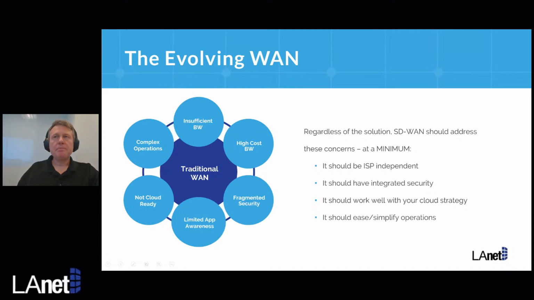The first 2 are centered around bandwidth, either insufficient bandwidth or high cost bandwidth, or possibly both. So back in the early 2000s, maybe around 2005, 2006, MPLS became very popular as a technology. It existed before that, but it started becoming really popular. I remember from like 2005 to probably 2010, it seemed like I did so many MPLS rollouts. And that was low bandwidth at high cost. Now, to be clear, it's very high quality bandwidth as well.